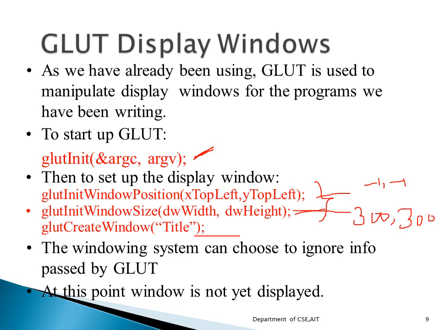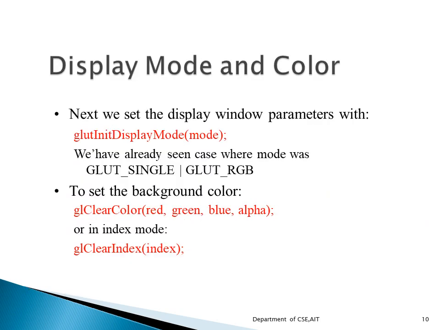This function is going to create a display window with the specified size and position, and it is going to assign a title, although the use of the title will also depend upon the window system. At this point, the display window is defined but will not be shown on the screen until all your glut setup operations are completed. Only then will it be displayed.